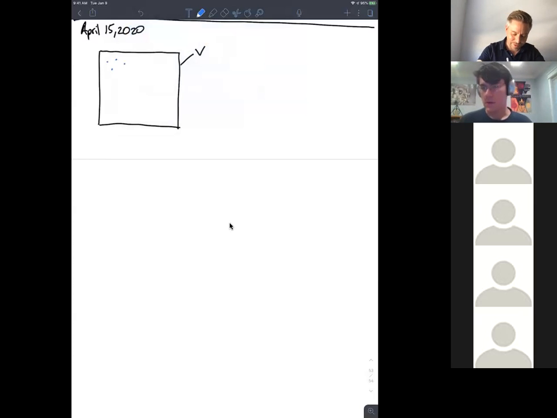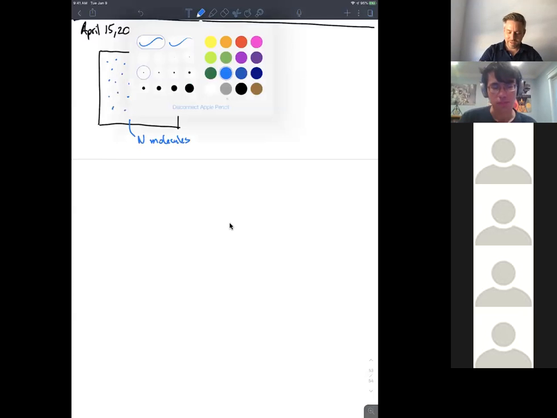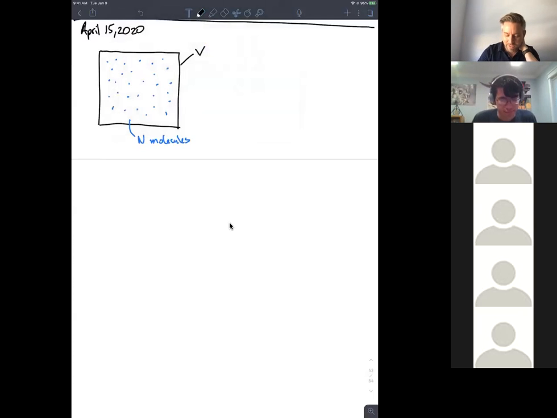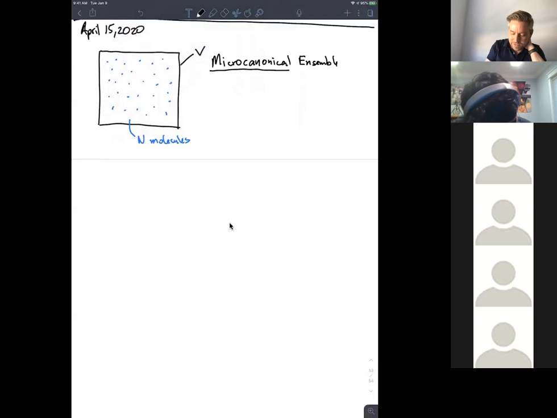Okay, so into this box we place N molecules of our gas. What we're interested in specifically at this point is what's referred to as the microcanonical ensemble that characterizes this gas. What microcanonical tells you is that we're looking at fixed, constant energy.